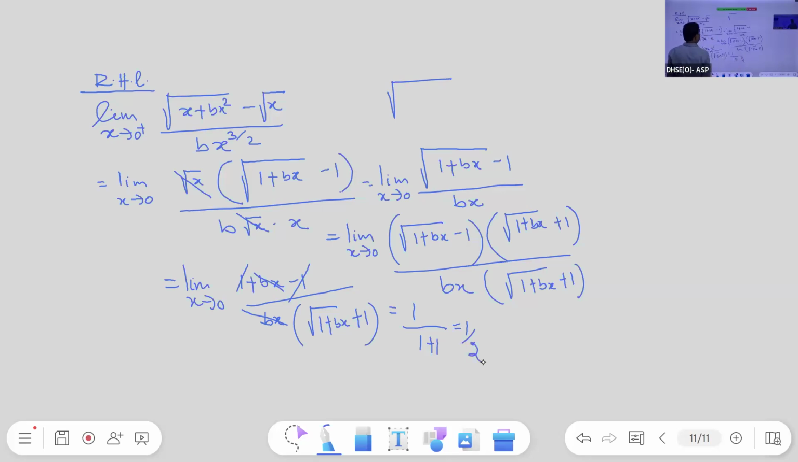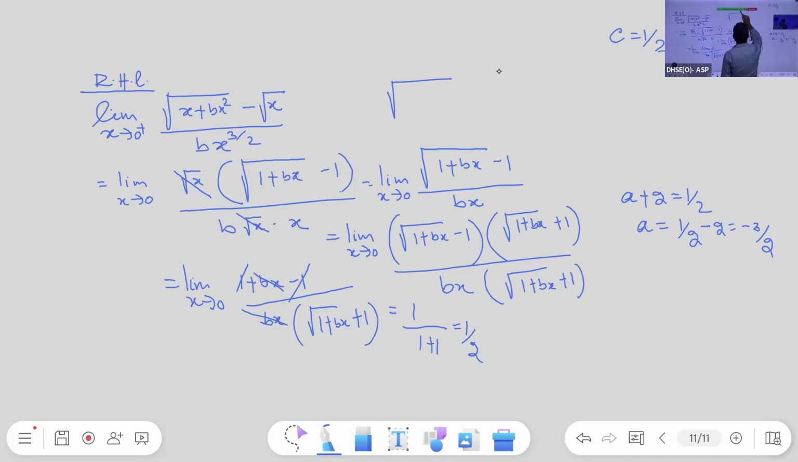So the right hand limit is 1 by 2, the functional value is c, and the left hand limit is a plus 2. Since the given function is continuous at the given point, the right hand limit should be equal to the value of the function. The value of the function is c, the right hand limit is 1 by 2, so c is equal to 1 by 2. Since the function is continuous, the left hand limit should be equal to the right hand limit. The left hand limit of the function is a plus 2. A plus 2 is equal to 1 by 2. Then what is the value of a? A is equal to 1 by 2 minus 2, that is minus 3 by 2. So c is equal to 1 by 2, a is equal to minus 3 by 2.